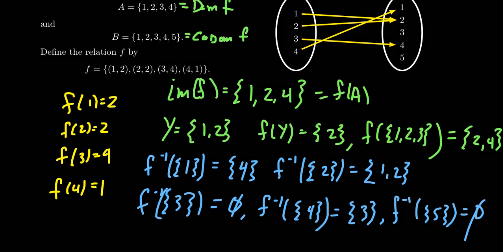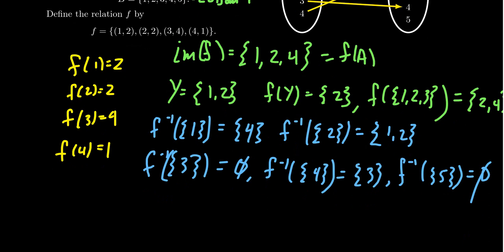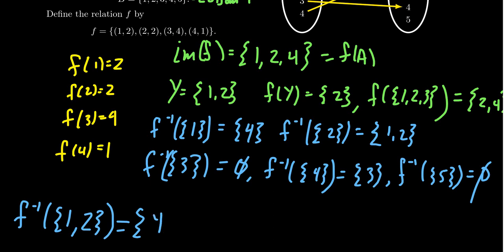If you wanted to look at the pre-image of a collection, it's just going to be unions of these things. Like, you could ask yourself, what is the pre-image of the set 1, 2? Well, we would grab everything that maps to 1, which is 4. And then we also grab everything that maps to 2, which would be 1 and 2. So that would be the pre-image of 1 and 2. We get the set 1, 2, 4.